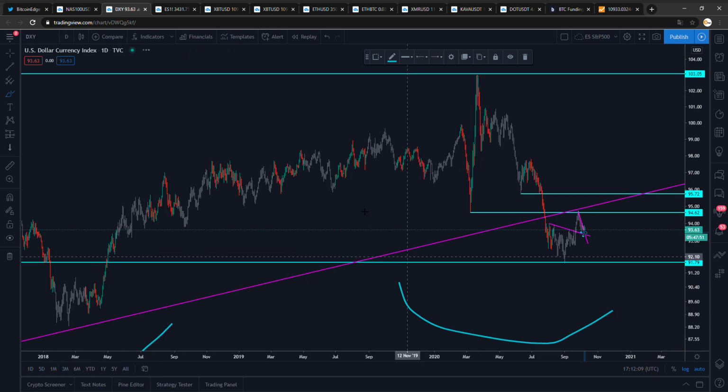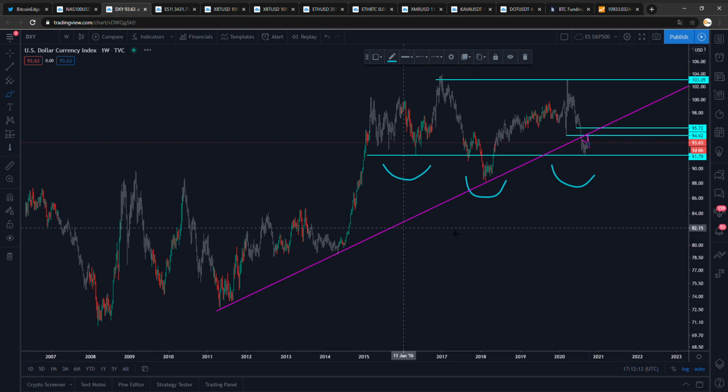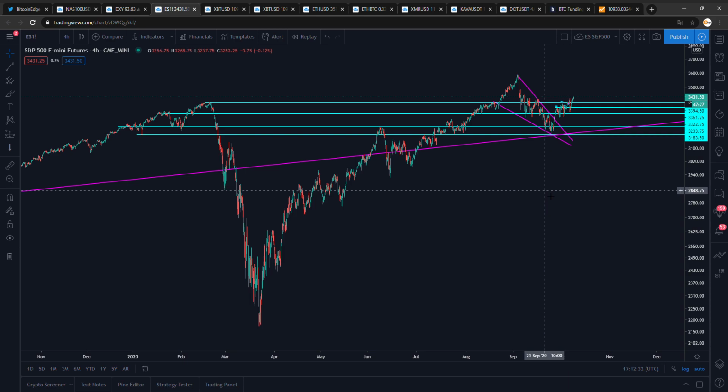And of course, let's go to the weekly. This line, we just made a bearish retest on it. So we will see what is more important over here. My dream would be a breakdown of the dollar over here, just like we had in the 2017 bull market.